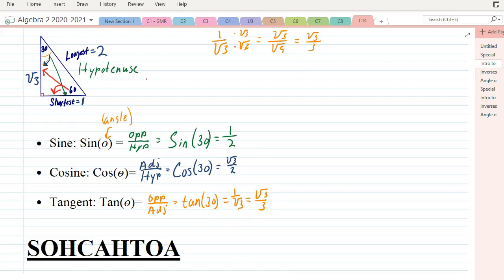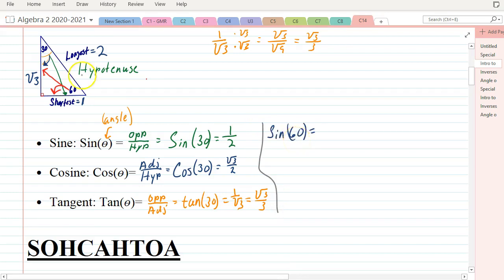Now we can go back and do all of these again, but from a different reference angle. So if instead of doing sine, cosine, and tangent of 30, we want to do sine, cosine, and tangent of 60, we can go back and do that. Sine of 60, if I'm looking from the 60, the opposite is the square root of 3, and the hypotenuse hasn't changed.